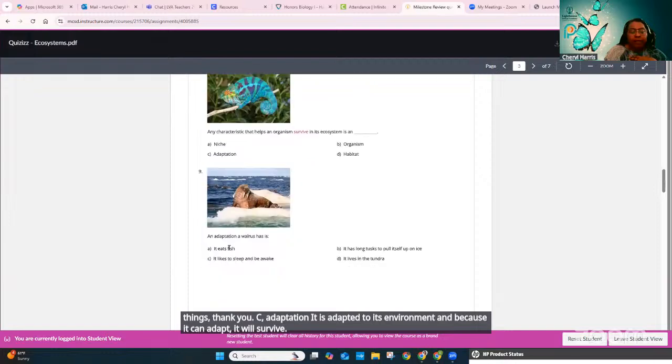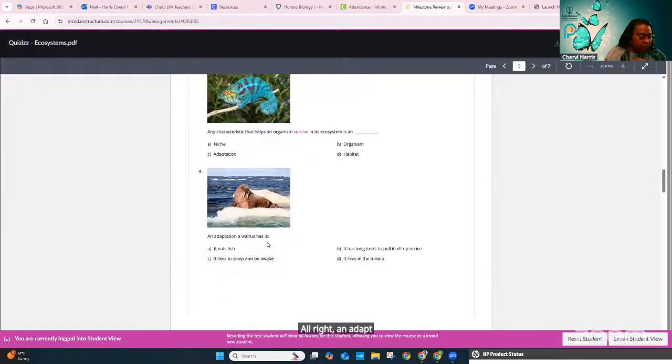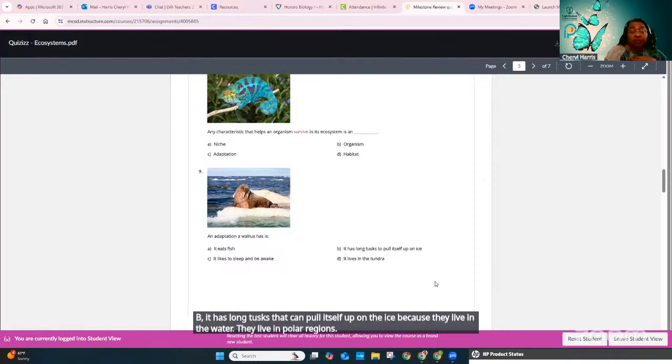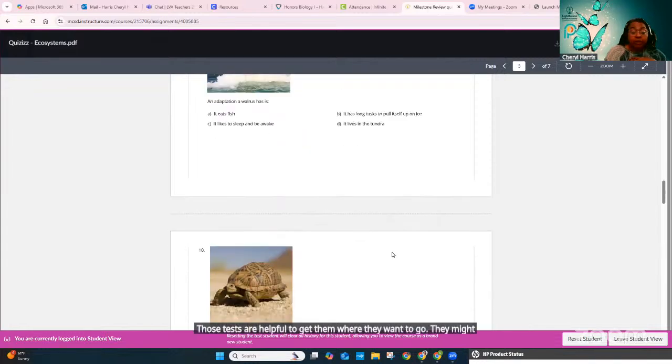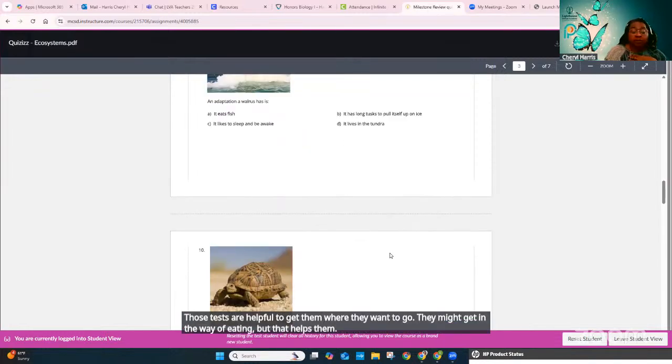All right, an adaptation that a walrus has. B, it has long tusks that can pull itself up on the ice because they live in the water. They live in polar regions. So those tusks are helpful to get them where they want to go. They might get in the way of eating, but it helps them get up out of the water.